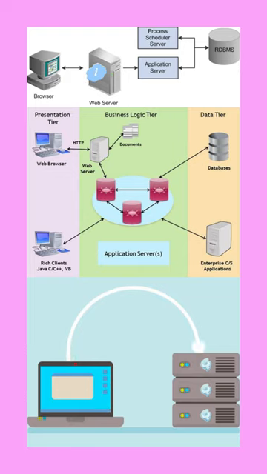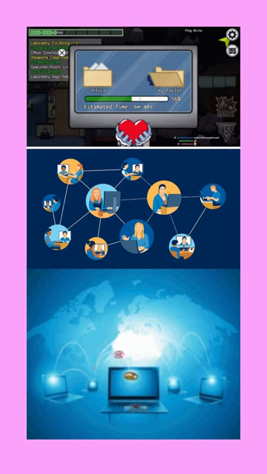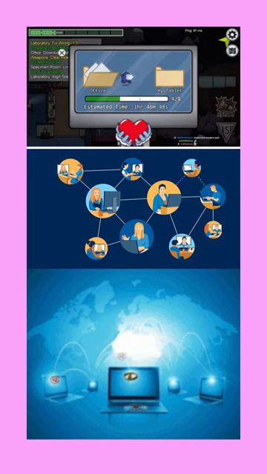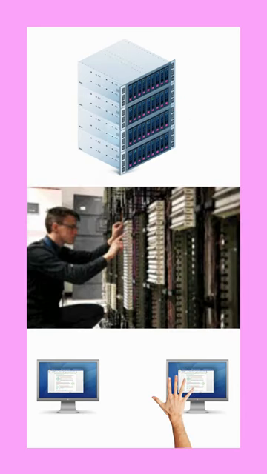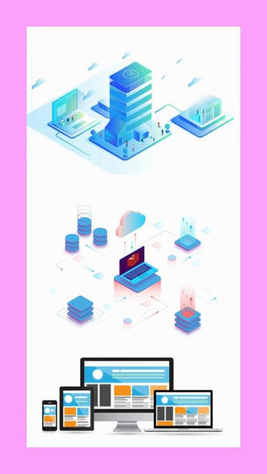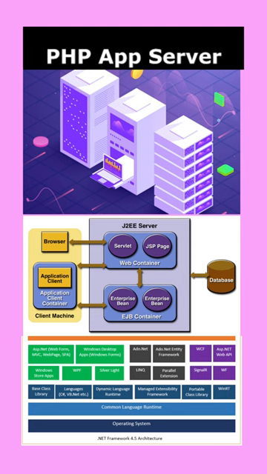When a client, such as a browser, makes a request to an application, the request first goes to the web server. Since the web server only serves the web page, it forwards the request of the application to the application server. There are many types of it, like PHP, Java, and .NET framework.